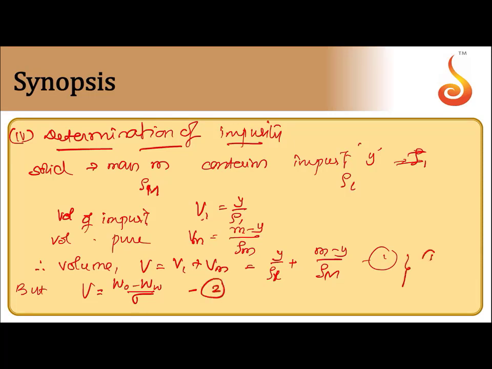Now, we can equate 1 and 2, and if I equate 1 and 2, we can calculate the value of Y. So, it's basically a question of substitution now. So, the extent of impurity of a material present in a pure metal can also be calculated like this. So, these are some important applications as far as Archimedes principle is concerned.